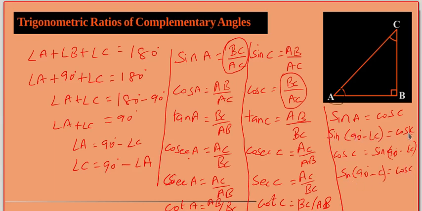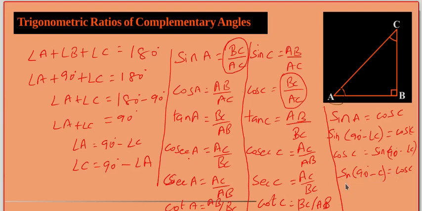Sin of 90 minus C is cos C. So like that we will get all the equalities. So that is the complementary angle for angle C. Sin of 90 minus C is cos C.